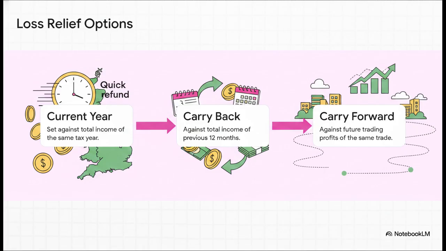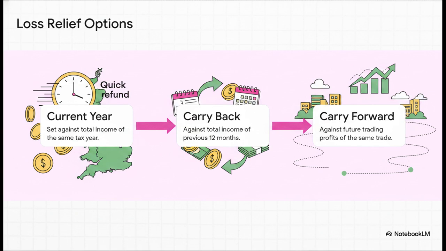First, you have current year relief, where you set the loss against your total income of the exact same tax year, which is absolutely great for a quick refund. Second, you can carry back the loss against your total income of the previous 12 months, which is perfect if you had a really high income year last year. And third, if you still have losses left over after all that, you carry forward against future trading profits of the exact same trade.